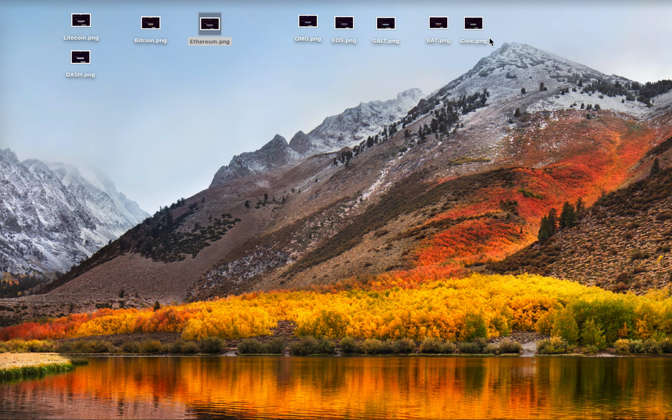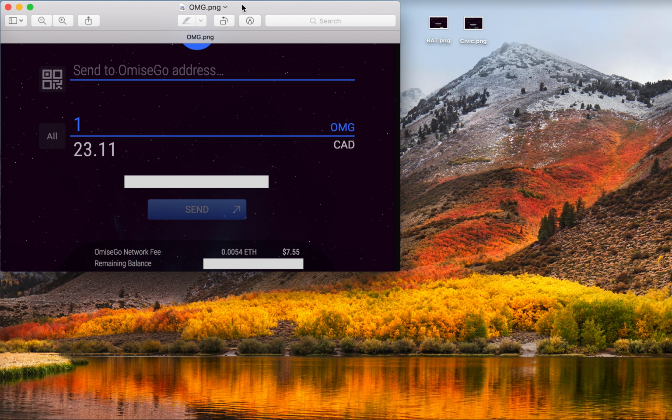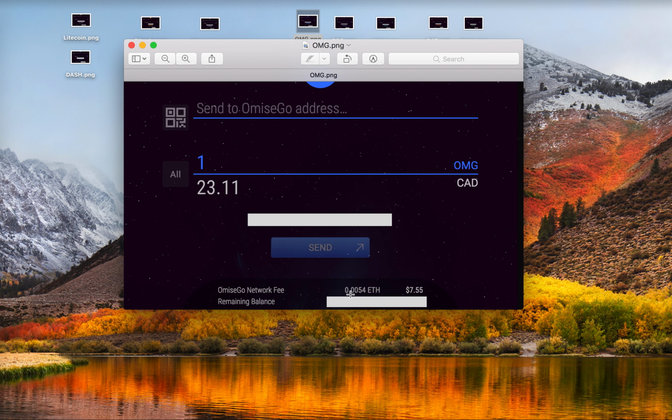Then these here are 5 examples of tokens that use Ethereum, and you're going to notice something right away. Even though it's using Ethereum, it is a different fee for this transaction. So a $23 Omisigo token would cost $7.55. In Ethereum, you have to have Ethereum in your wallet to move this token around. It doesn't take the fee from your Omisigo holdings. So make note of that as well.